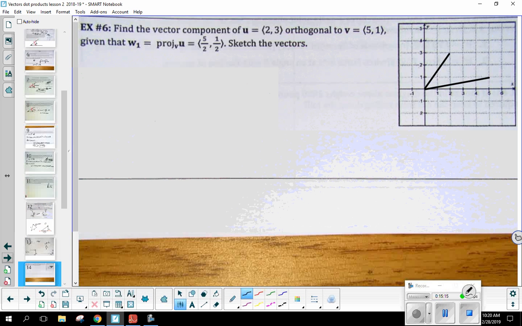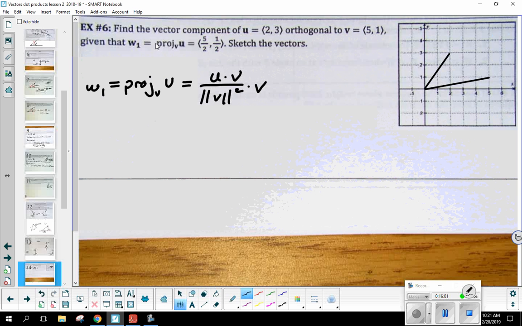Okay. So example 6. Find the vector component for u equals 2, 3, orthogonal to v equals 5, 1, given that W1, the projection of u onto v, is 5 halves, 1 half. See, they've already provided me the component form of that shadow. Now, we haven't ever seen the formula in use yet, so let's go ahead and find W1 and confirm this. So W1, the projection of u onto v: first we take the dot product, then we divide that by the magnitude of v squared, and then we multiply that by vector v.